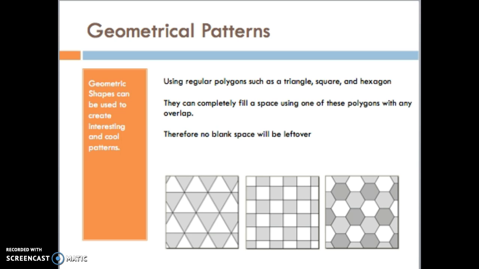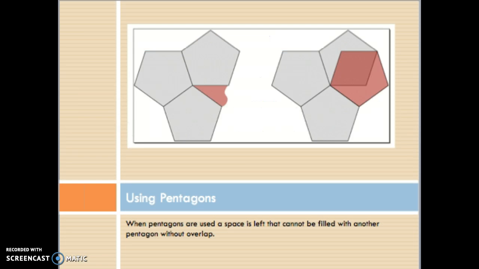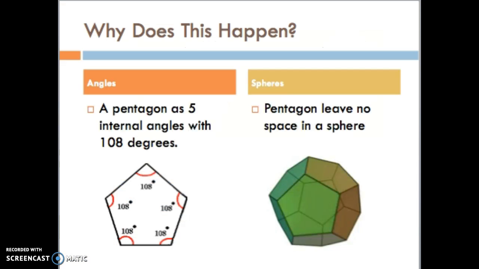And so with triangles, squares, and hexagons, this is able to be done, but with a shape like a pentagon, this is unable to happen. So looking at a pentagon, we can see from the pictures here that when you try to put pentagons in a mosaic pattern, there's some space left over, and you're not able to fill that space unless you use some overlap, which creates another interesting pattern, but it doesn't fill the space, leaving just pentagons alone. And so let's look at why this happens.